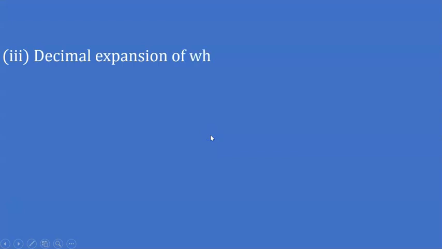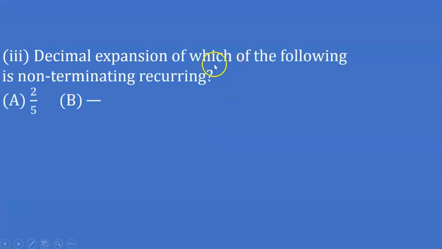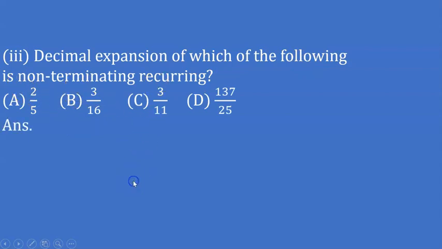Next, decimal expansion of which of the following is non-terminating recurring? Okay, now here the first option 2 by 5, B is 3 by 16, C is 3 by 11, and D is 137 upon 25. And here non-terminating recurring is 3 by 11, and hence option C is correct.